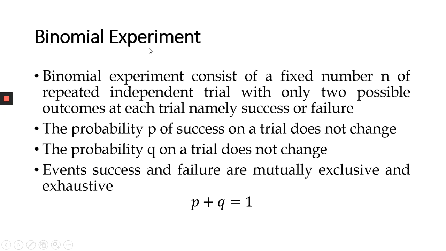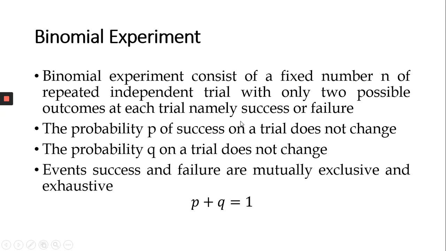A binomial experiment consists of a fixed number n of repeated independent trials with only two possible outcomes at each trial. These two possible outcomes at each trial, one of them we call a success, and the other one we call a failure. So the probability P of success on each trial does not change. That is very, very important, for you see, bi means two. So an experiment with two possible outcomes, we call it a binomial experiment.